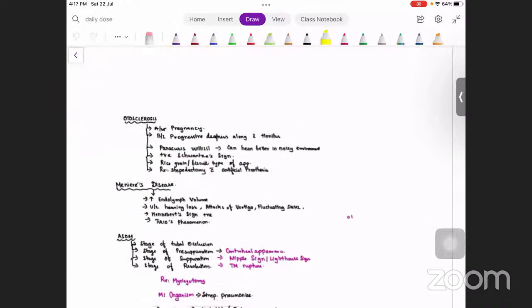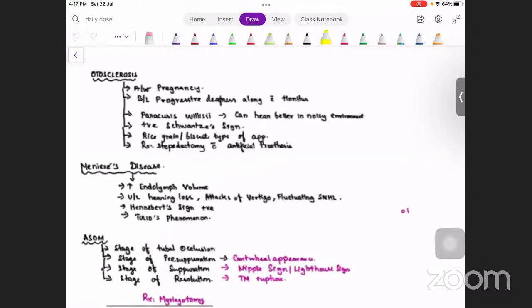Then you have otosclerosis, an important disease. Otosclerosis is associated with pregnancy.